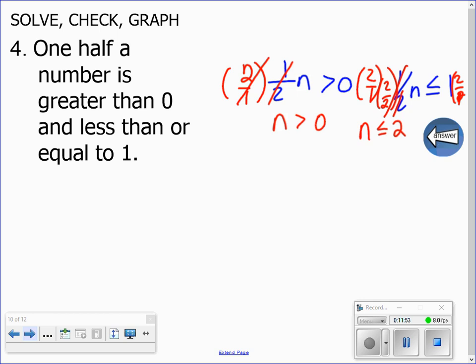If we're graphing this on a number line, we'll put a spot for 0, we'll put a spot for 2. We want n is greater than 0, and n is less than or equal to 2. So close that in because we want less than or equal to. And we see that our intersection is between 0 and 2. Not including 0, but including 2.